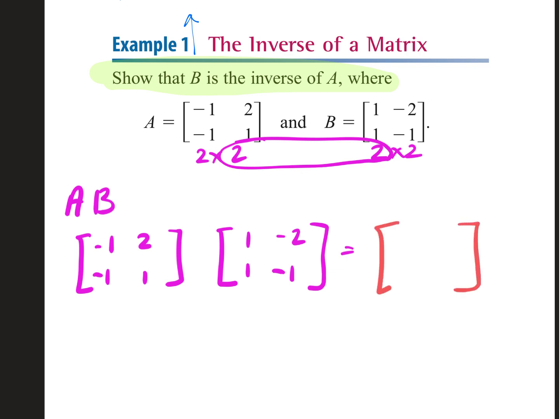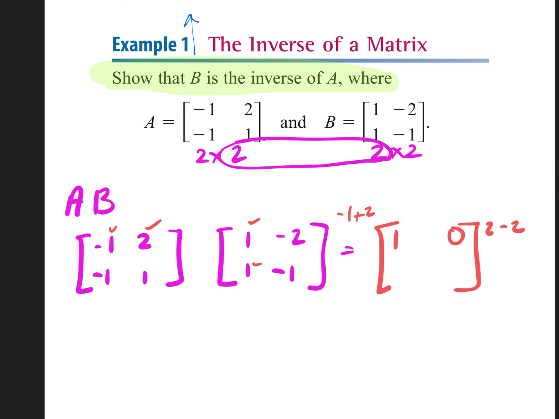So think about it. If I'm going to find this top left piece, it's first row times first column, correct? So negative 1 times 1 is what? Negative 1. And then 2 times 1 is what? Plus 2. So what's negative 1 plus 1? Okay, so now we're going to come over here, and I'm going to say first row, second column. So negative 1 times negative 2 gives me 2. And then 2 times negative 1 is negative 2. What's 2 minus 2? 0.